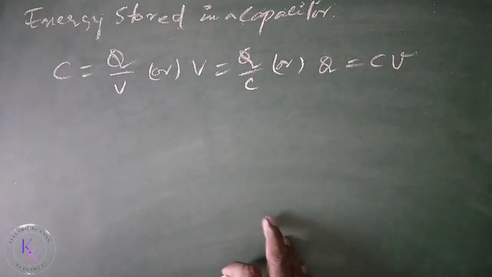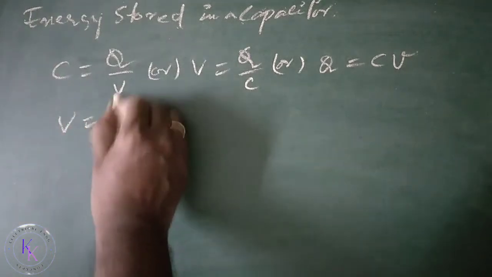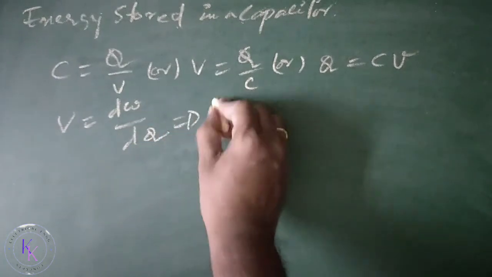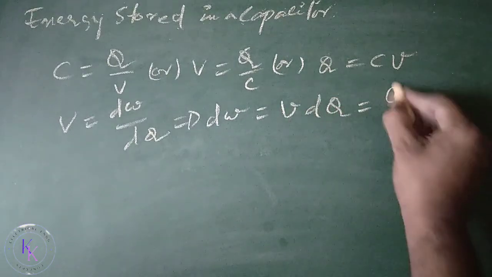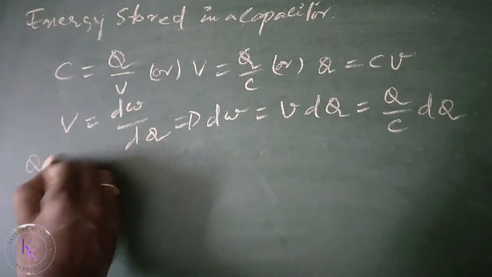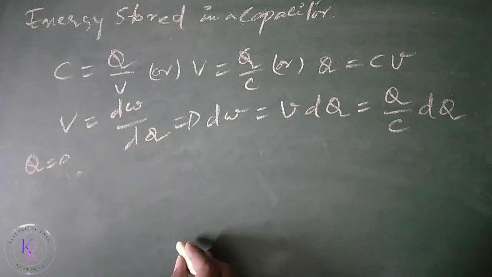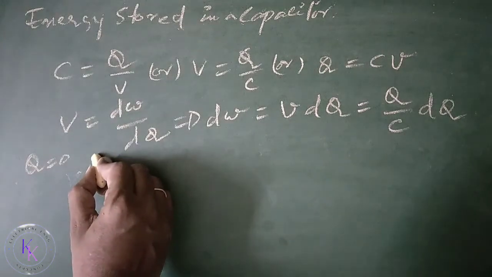While charging the capacitor, work is done by the external agency. The potential represents the work done on a unit charge. The work done on a small charge dq is dW equals V dq, which we can write as Q by C dq. At the start, Q equals 0. As the charging proceeds, more and more charge accumulates on the capacitor plates, which raises its potential. The charge at the end is Q.